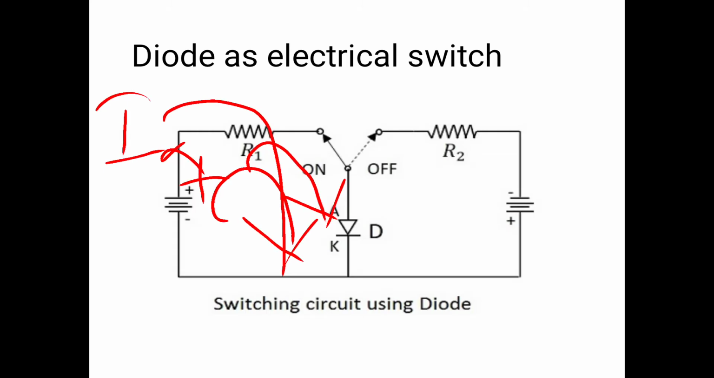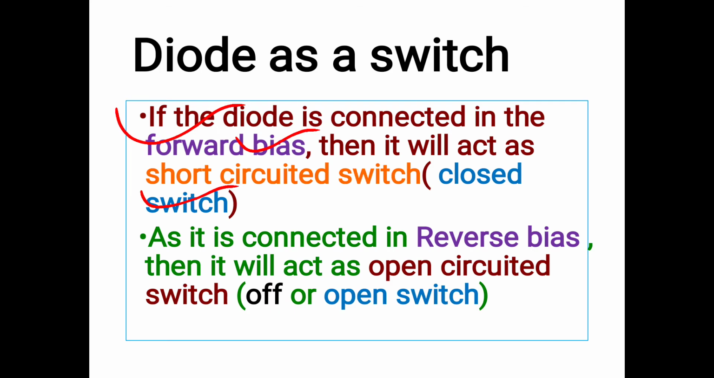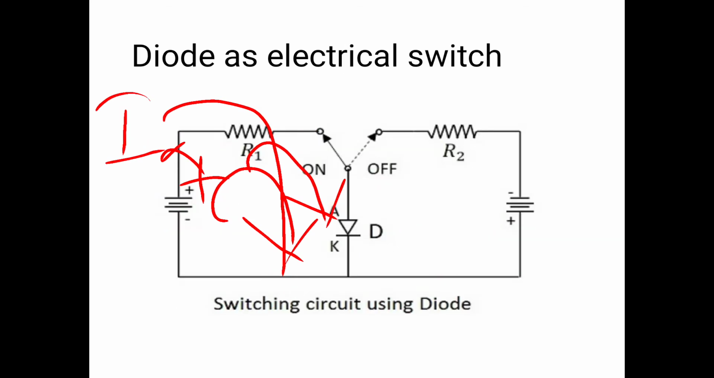And now if the diode is connected in reverse bias, then it will act as an open circuited switch, or we can say that it is in off condition or open switch. So this is the condition for reverse biasing. Here we have applied negative potential to the anode of the diode, so it will be in off condition, so there will be no flow of current in this circuit.